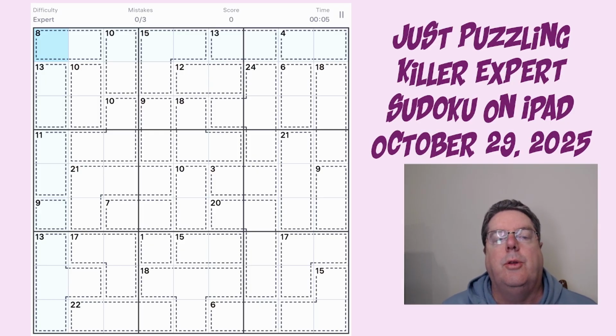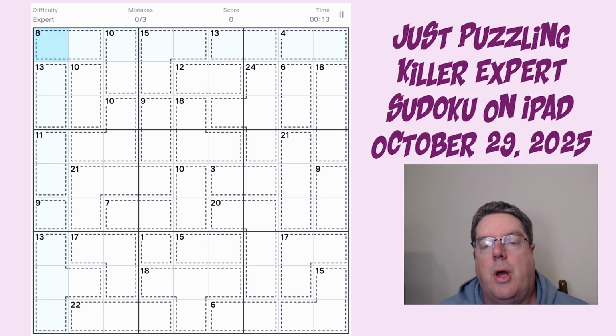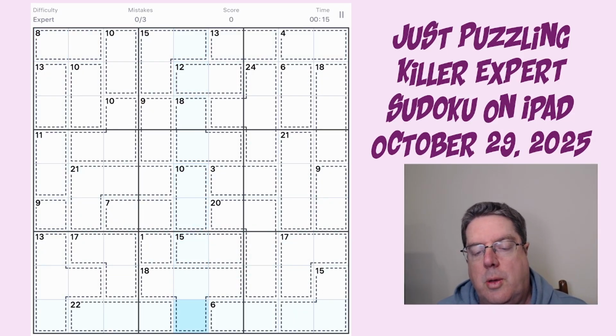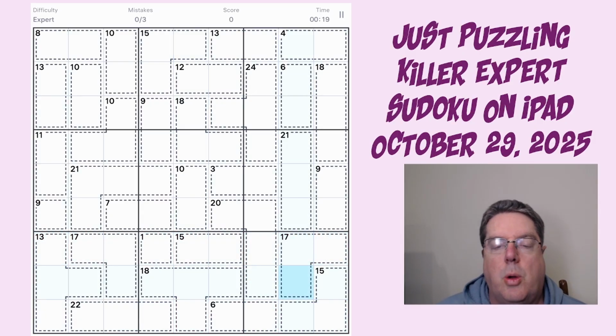Today we're going to do a Killer Sudoku at the expert level on my iPad. I'll go through the rules of Killer Sudoku and then start to solve it. Alright, so as in Sudoku there are 9 columns, 9 rows and 9 boxes. And each of these boxes need to have the numbers 1 through 9.